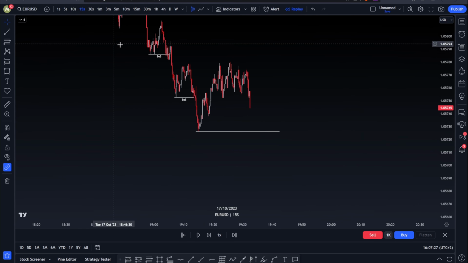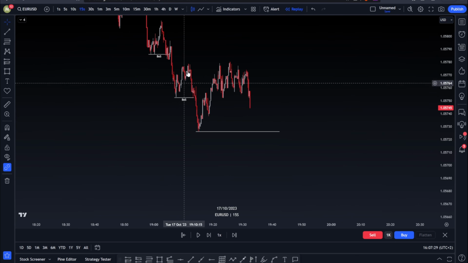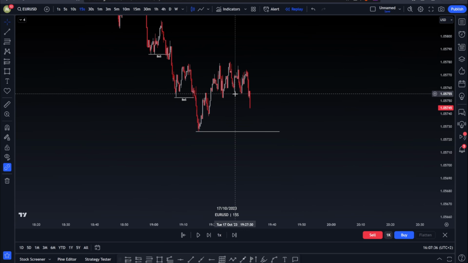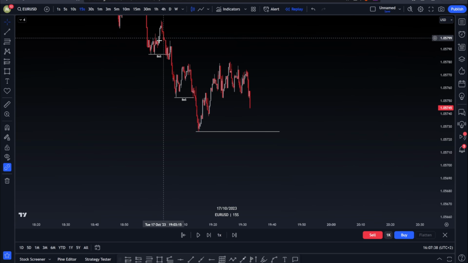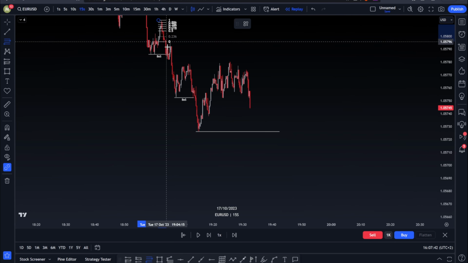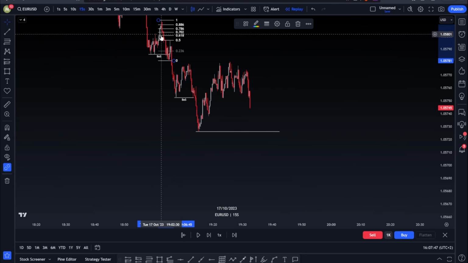What do we also notice? We have pullbacks inside these moves to the downside after the break of structure. So over here, we make the break of structure, we have a little pullback. You can spot the pullback did tap the 0.5, and that's also a reason why we trade from the discounted and premium zones.